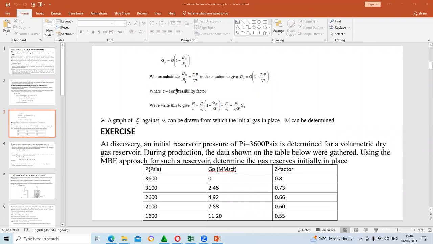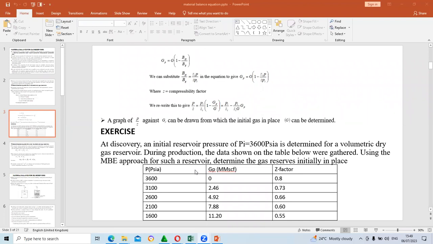So this tells us that BGI over BG is the same as Z1P divided by ZPI, where PI or P1, PI is just the initial. So this quantity is the same as this in terms of gas compressibility and the pressure. Gas compressibility is just the deviation of gas from the ideal case.